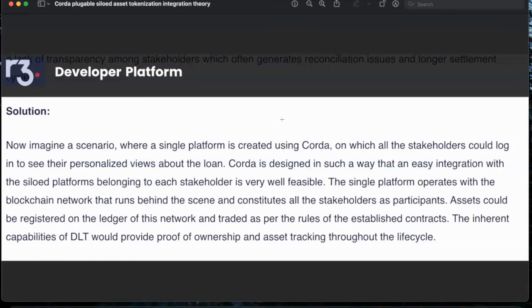Assets could be registered on the ledger of this network and traded as per the rules of the established contracts. The inherent capabilities of DLT would provide proof of ownership and asset tracking throughout the life cycle. So to me, after reading this, one of the things I think of is using a platform like Sologenic as an asset tokenization portal, as well as potentially an asset tokenization portal built on Coreum, as essentially a place where assets become digitized or tokenized onto the blockchain, and where they are then integrated potentially into the Corda DLT framework in a permissioned and regulatory environment.